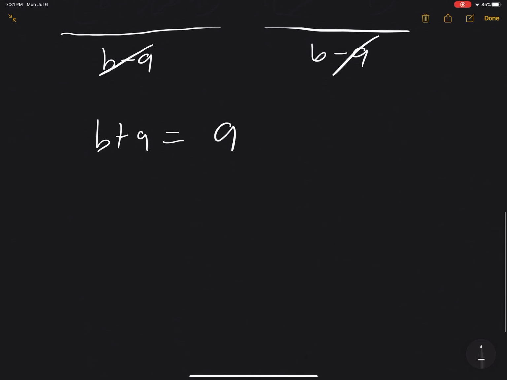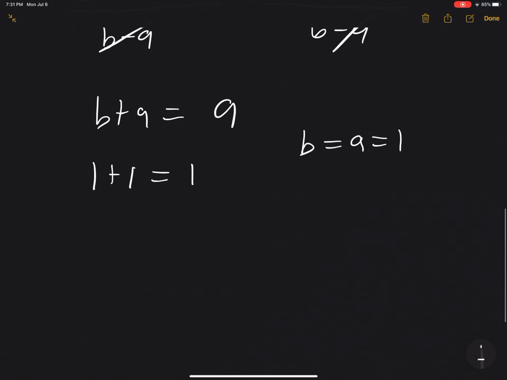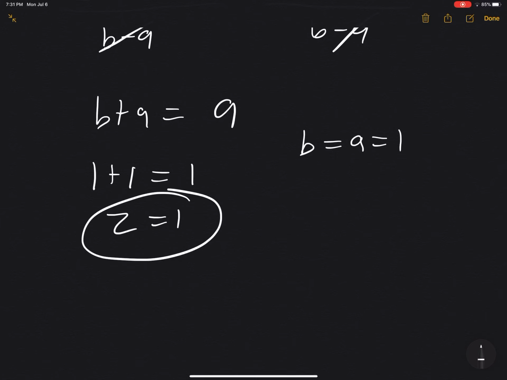So we have this. But what was our initial assumption? We initially assumed b was equal to a, and they were both equal to 1. Well, if I plug 1 in, b is equal to 1, a is equal to 1, a is equal to 1. 1 plus 1 equals 1, or 2 equals 1. Clearly, we all know 2 is not equal to 1. There must have been a mistake somewhere in that problem.